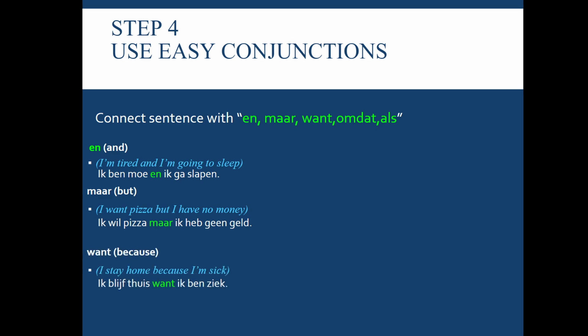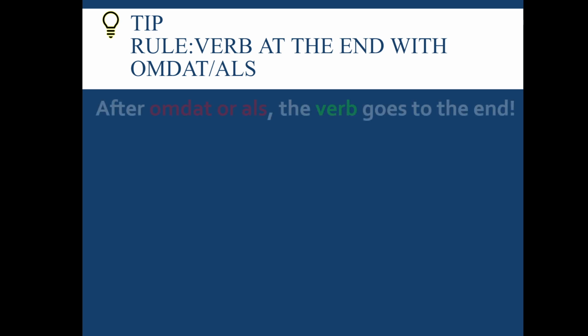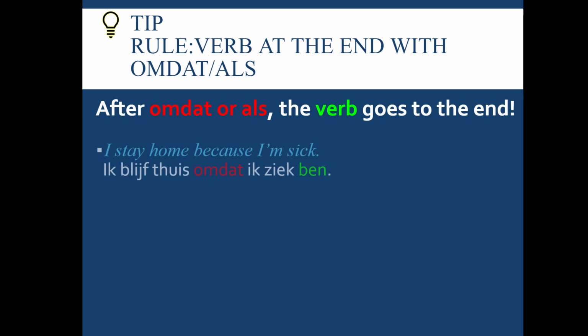I stay home because I'm sick. Ik blijf thuis, want ik ben ziek. Another version of because is omdat. But be careful, with omdat, the verb goes to the end. Example: ik blijf thuis omdat ik ziek ben.